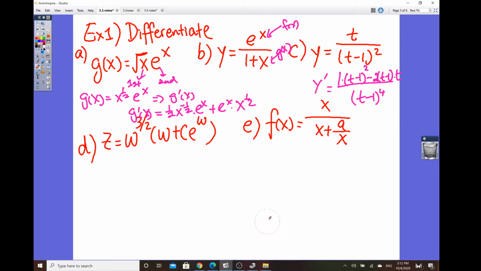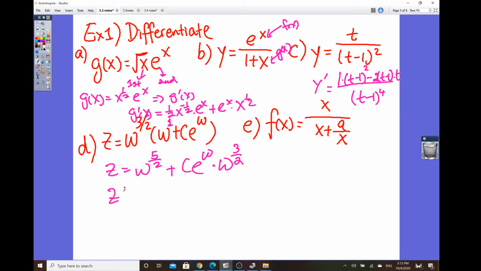So for that one, instead of using the product rule, you can always use the power rule. So basically, distribute it, multiply it out. So w to the power of 3/2 times w to the first power. It's just w to the power of 5 over 2. And then plus c e to the power of w times w to the power of 3/2.